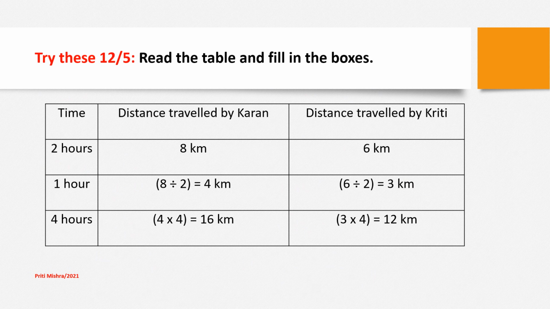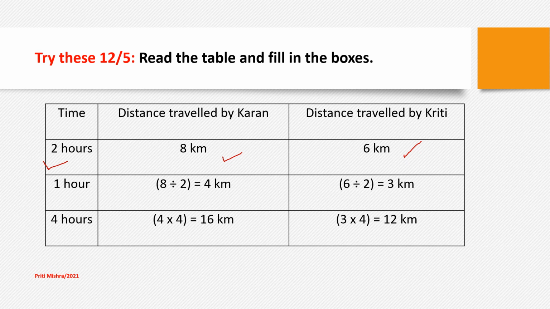Try this 12 by 5. Read the table and fill in the boxes. You can see, children, here it is given 2 hours is the given time. Distance traveled by Karan, that is 8 km, and distance traveled by Kriti, 6 km. So when we know something here, we can work out using the unitary method.